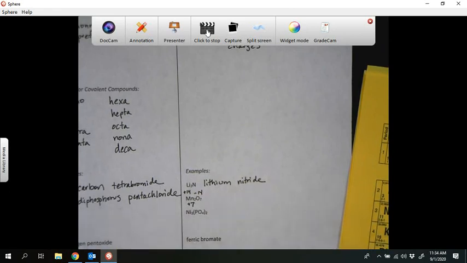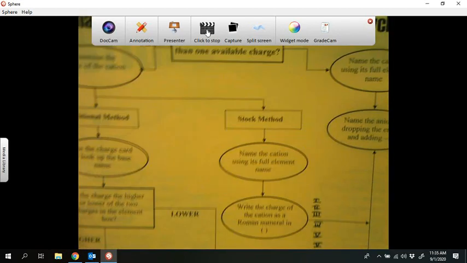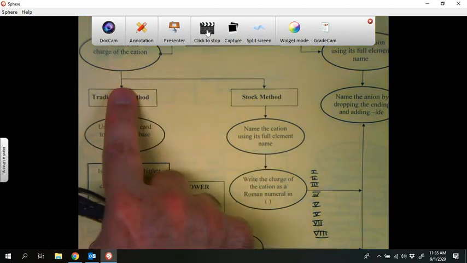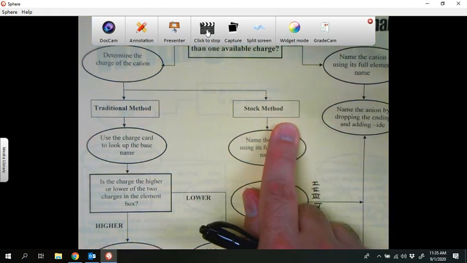So now that we know that Mn is +7, we have a way of naming it, and that's called the stock method. So the stock method can be used for anything. So if we follow this, we determined that manganese was +7. We're going to name it using the stock method.